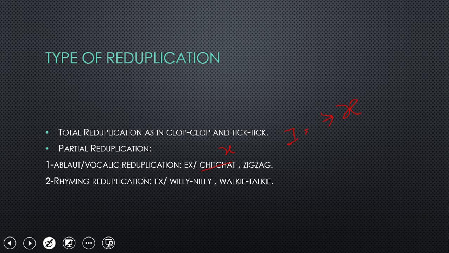Then comes rhyming reduplication. What happens in rhyming reduplication? That you combine two rhyming words. For example, willy-nilly, walkie-talkie. So there is mostly the repetition of consonant sounds in rhyming reduplication.